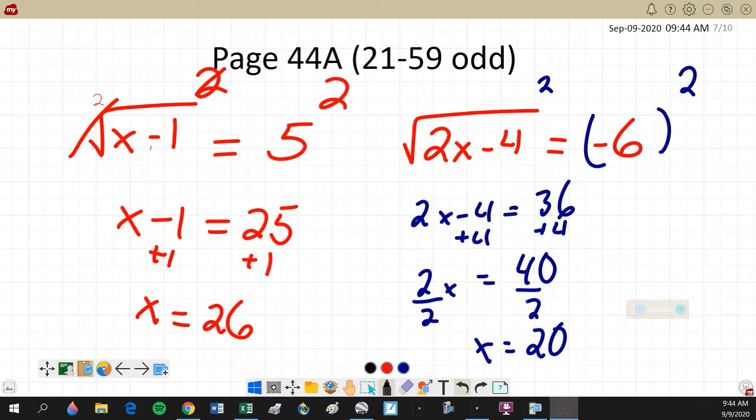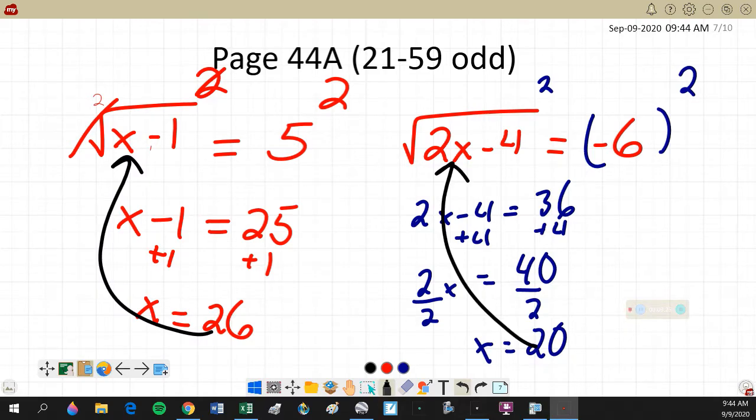Okay, watch this. What happens when I plug 26 back in there? 26 minus 1 is 25, and the square root of 25 is 5, so I got the right answer. Okay. Watch what happens when I plug this in. 2 times 20 is 40. 40 minus 4 is 36, and the square root of 36 is 6. What did I do wrong?